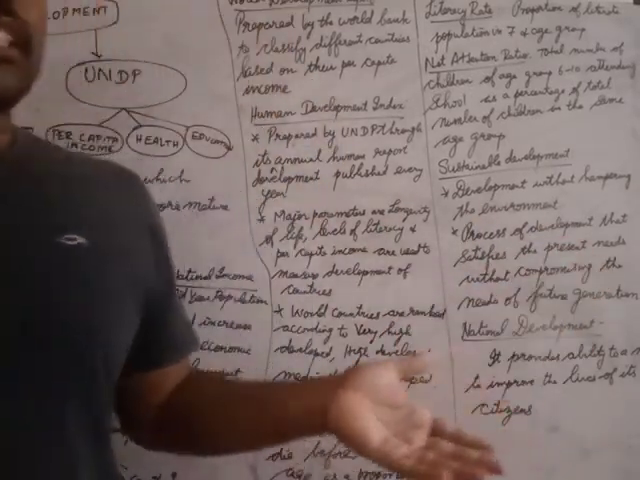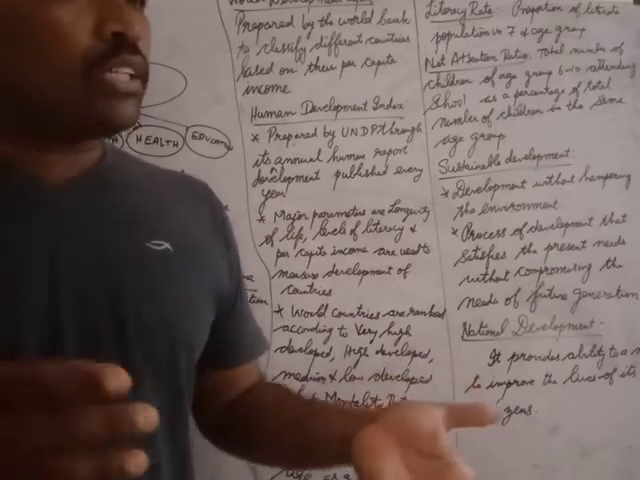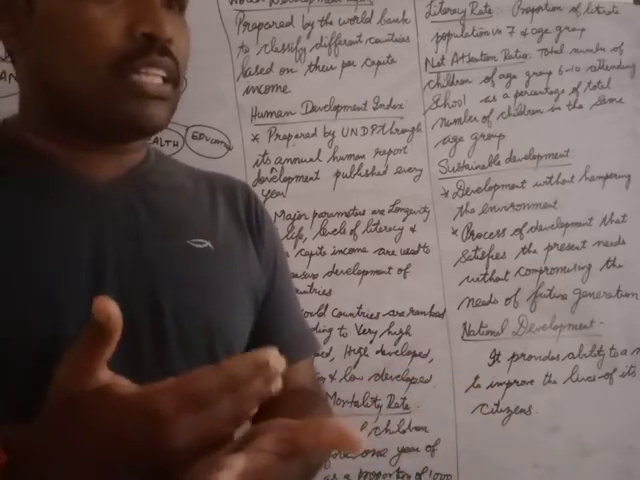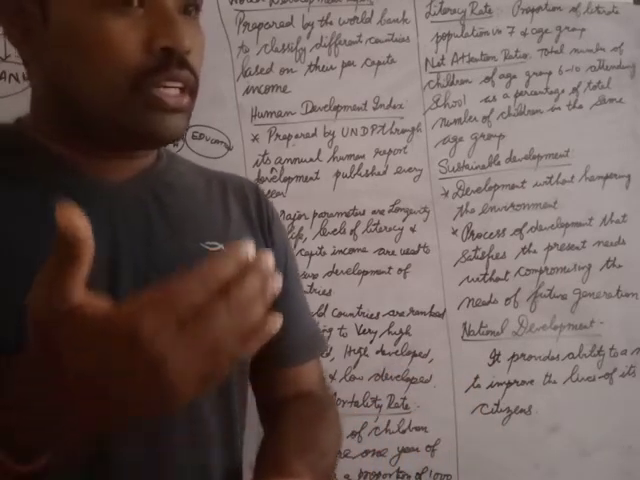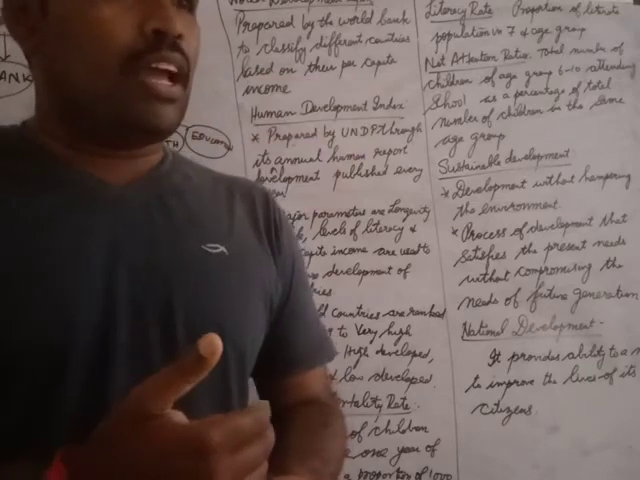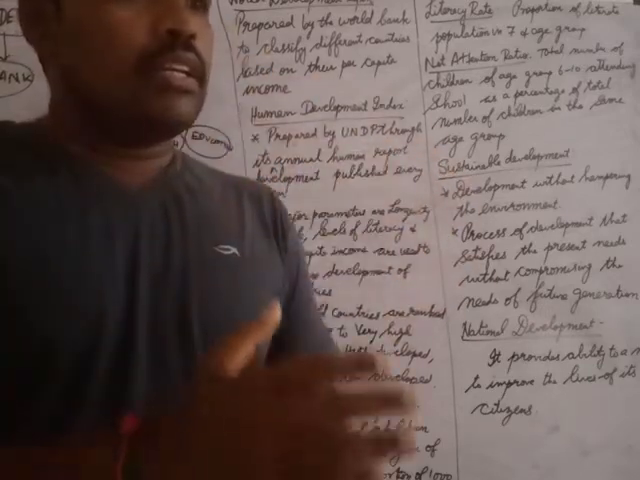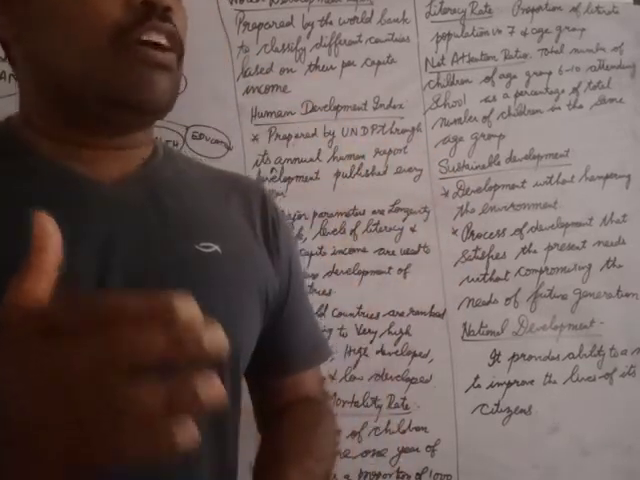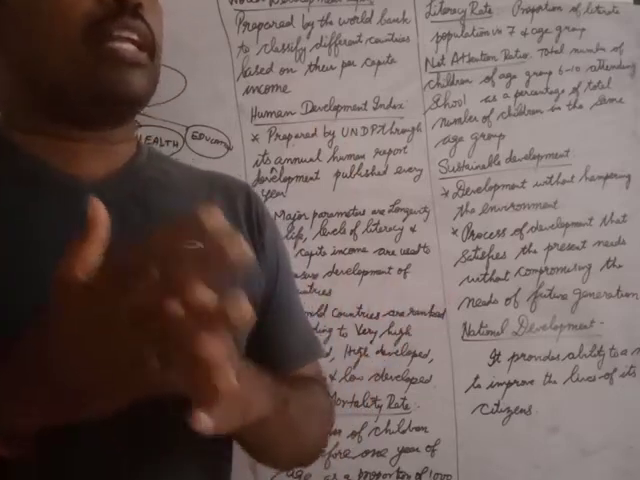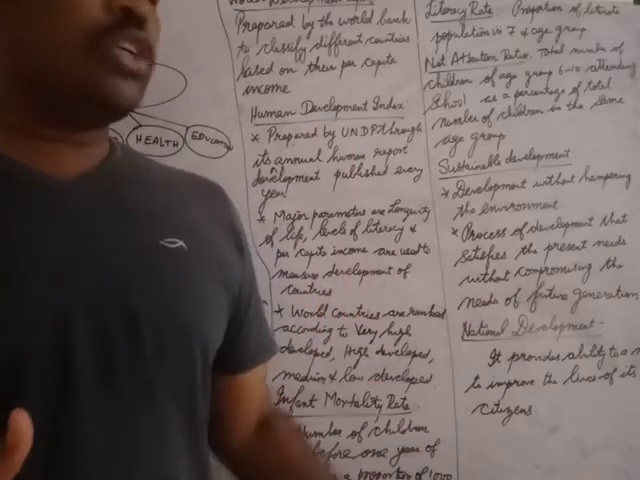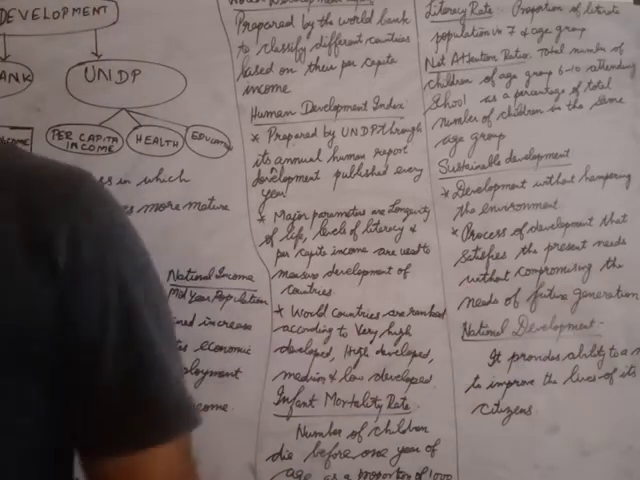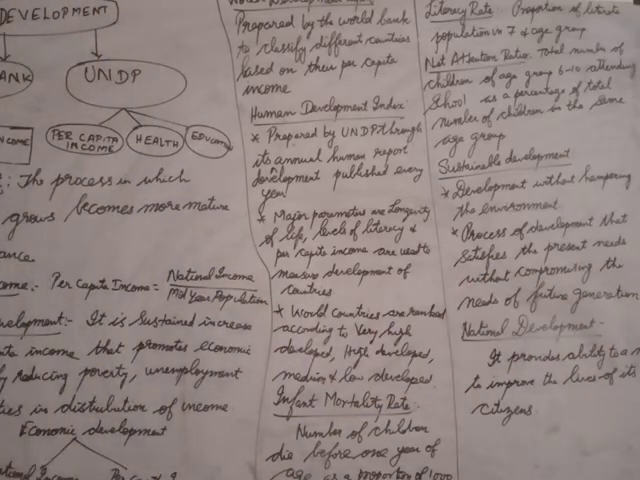If any agriculture related problems are coming, for that, the national government needs to take some necessary actions and allocate some funds for each and every department, even for agriculture and other departments also. So that is what national development is. Okay?